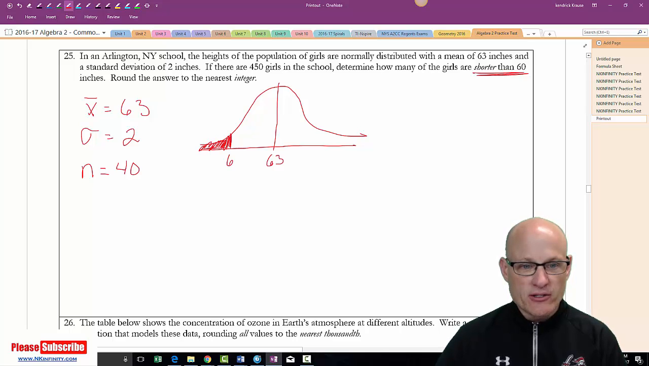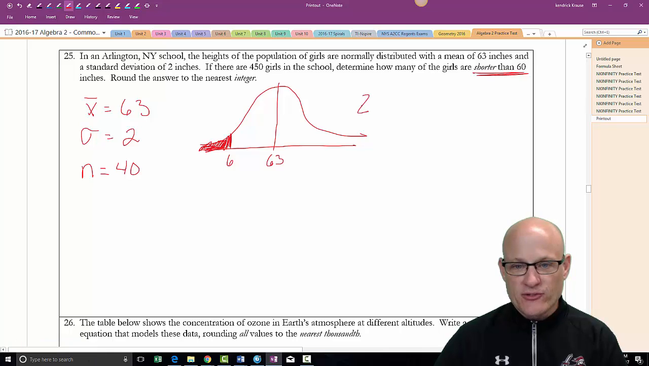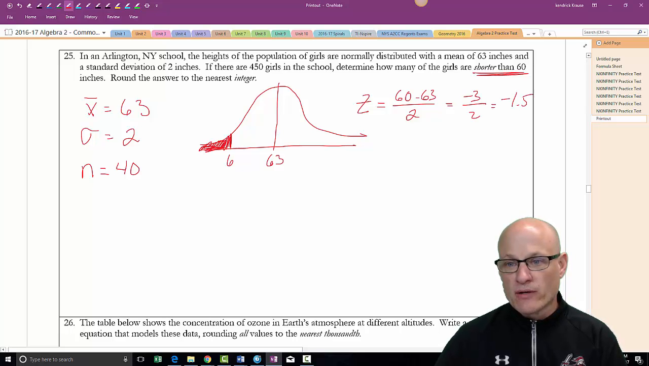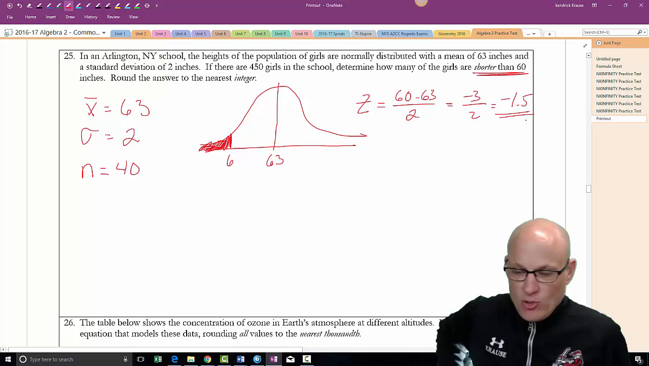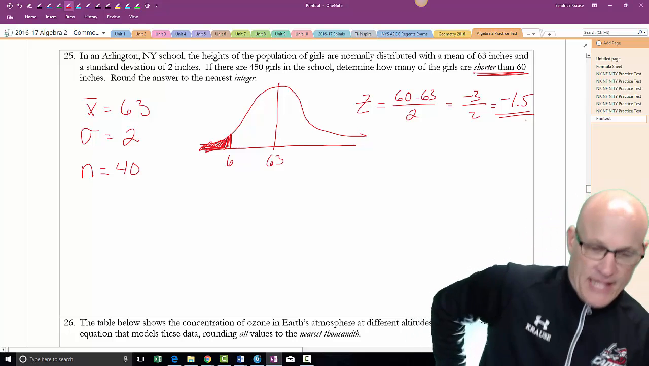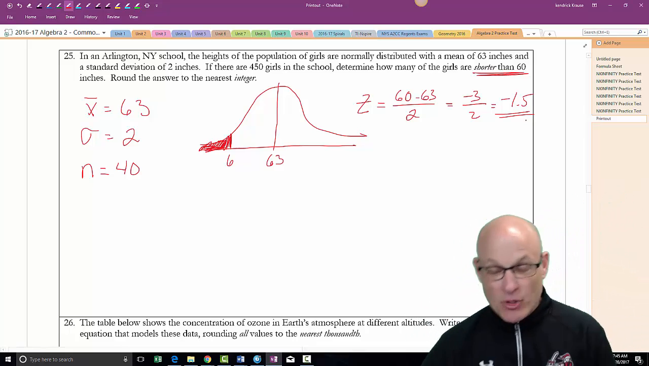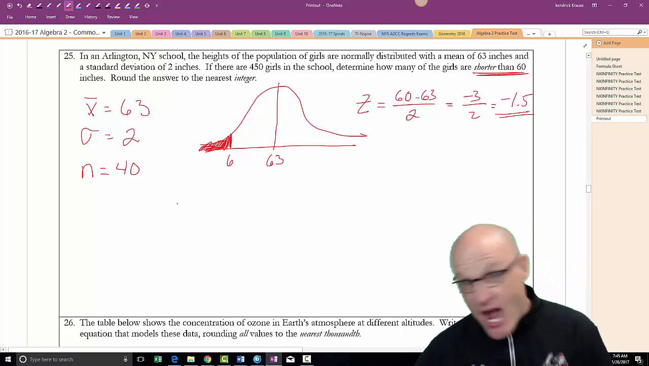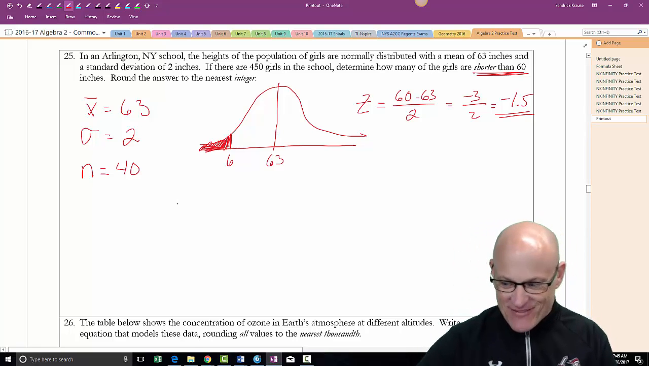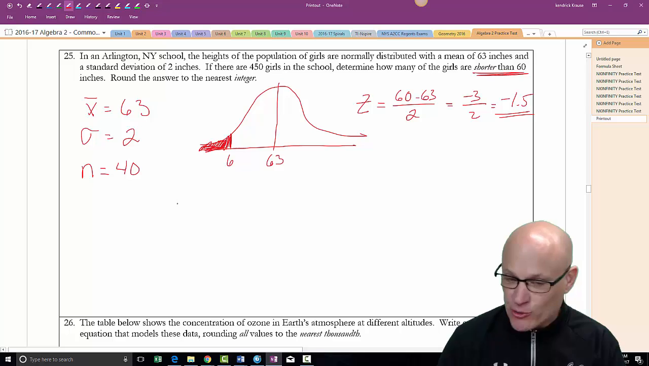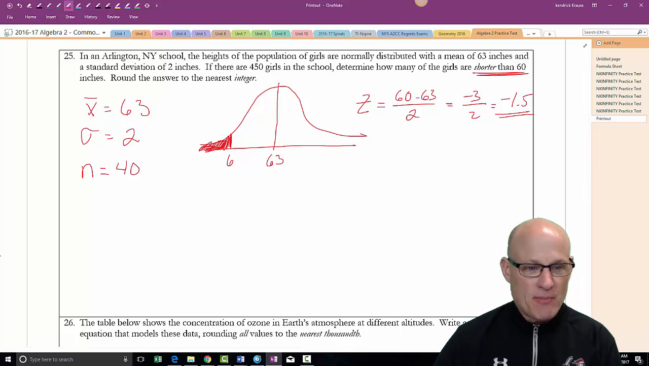So that's down here. Normally I'd find a z-score. I go 60 minus 63 over 2. And I'd get negative 3/2, or negative 1.5 standard deviations, which I probably could use my table for, but they don't give us a table. So I'll go into my z-score table. Oh no, don't give me a z-score table either. So I have to use my calculator.